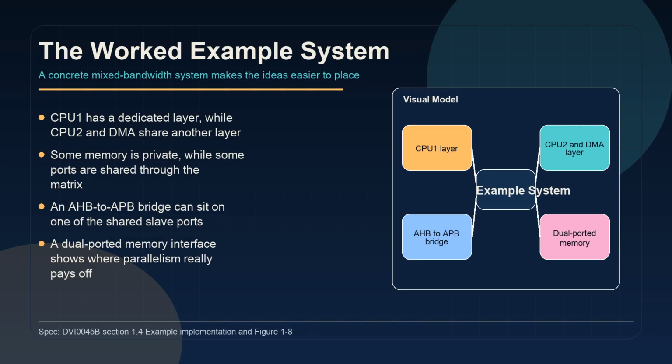The worked example in section 1.4 is useful because it mixes these ideas in one design. One CPU has a dedicated layer. Another CPU shares a layer with DMA. Some memory is private, while shared resources sit behind a matrix. The example also shows an AHB to APB bridge and a dual-ported memory interface, which makes the bandwidth argument concrete.